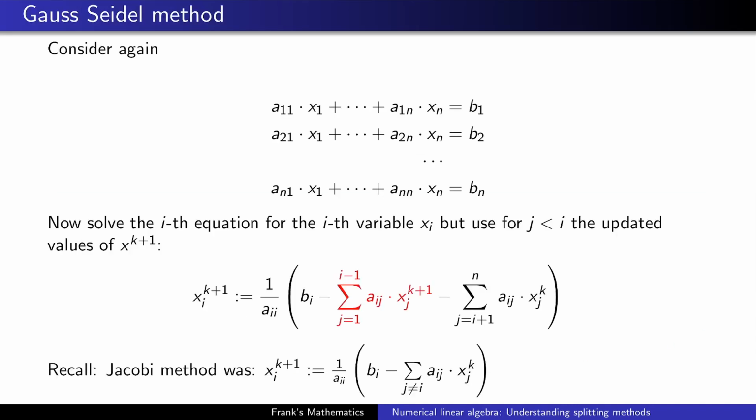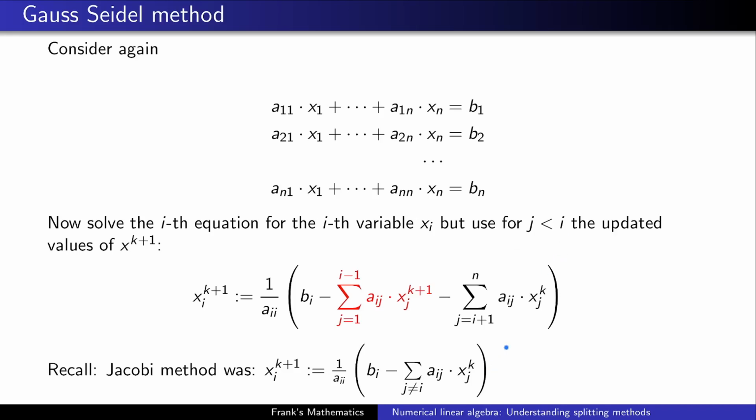The next method we want to take a look at is the so-called Gauss-Seidel method, which is a pimped version of the Jacobi method. Let's start again with our n linear equations. You can see them here. And again, similar to the Jacobi method, we solve the ith equation for the ith variable. But instead of using the old vector, we use the updated vector for values j less than i.